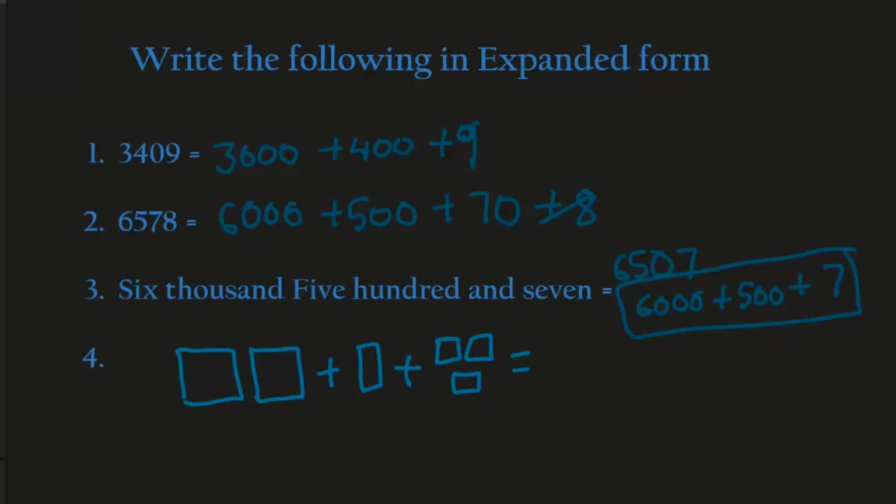Okay, so now we have two squares. We don't have cubes. So that's 200 plus 10, sorry, and plus 3. So we need to write an expanded form. So this is expanded form. This is our answer right here. Let's just write it here so it's more visible. And plus 3.